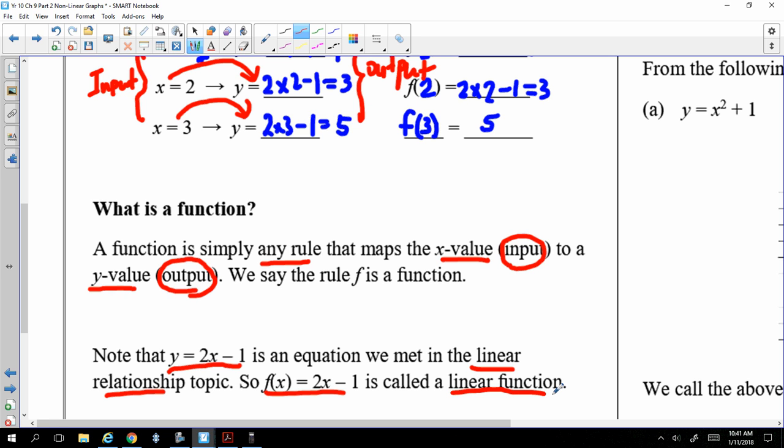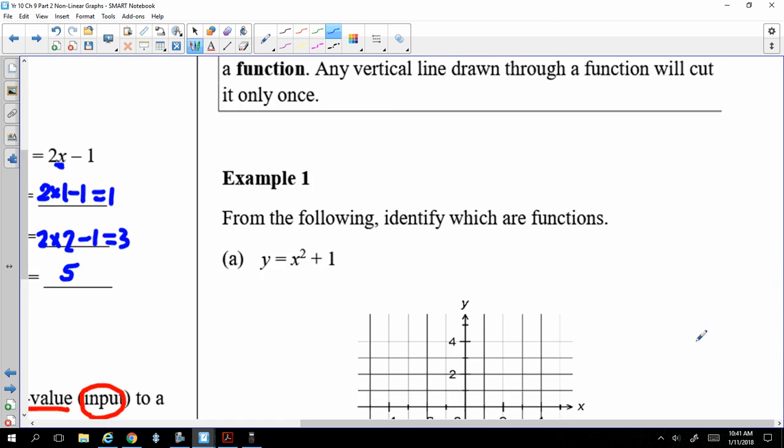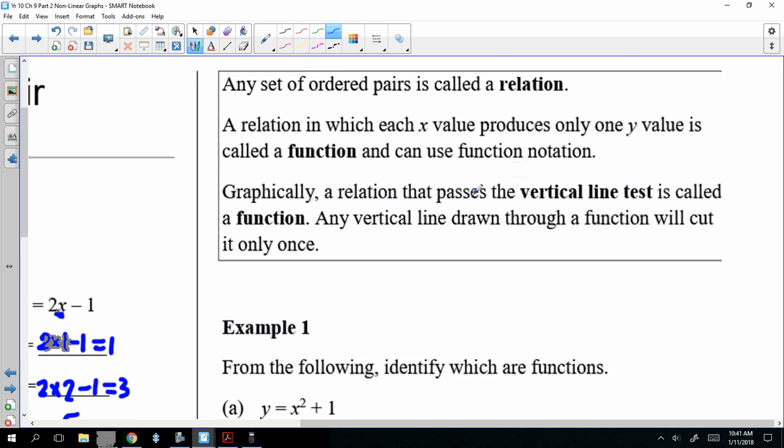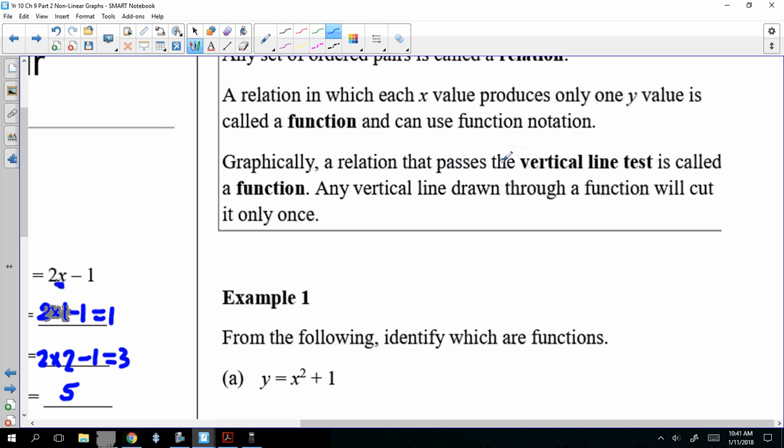All right, so now we know what a function is. Let's have a more formal definition of a function. Let's move on to the next column. So what's a function? Any ordered pairs is called a relation. A relation in which each x value produces only one y value is called a function, and can use the function notation. Graphically, any relation that passes the vertical line test is called a function. Any vertical line drawn through a function will cut it only once.